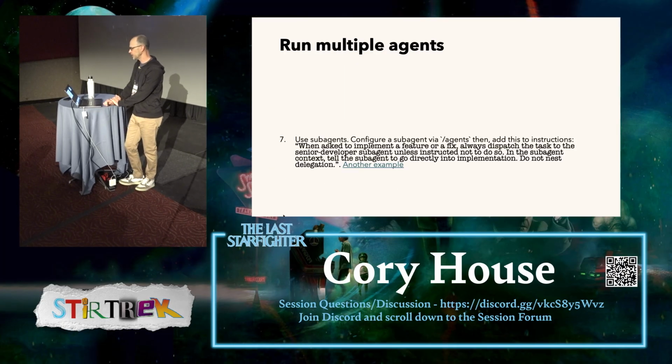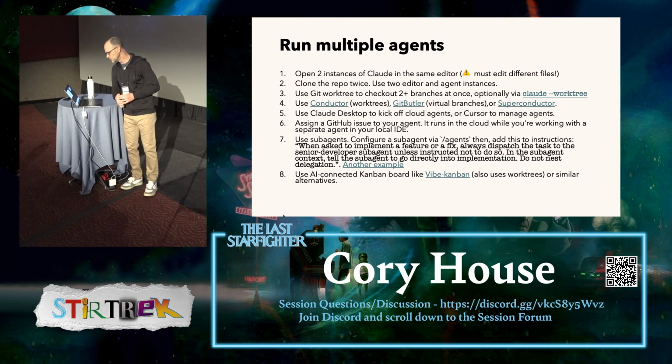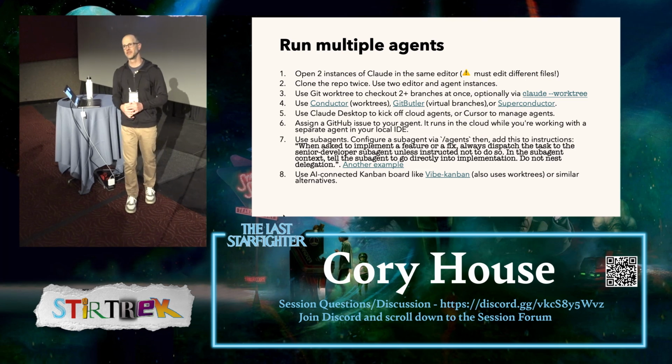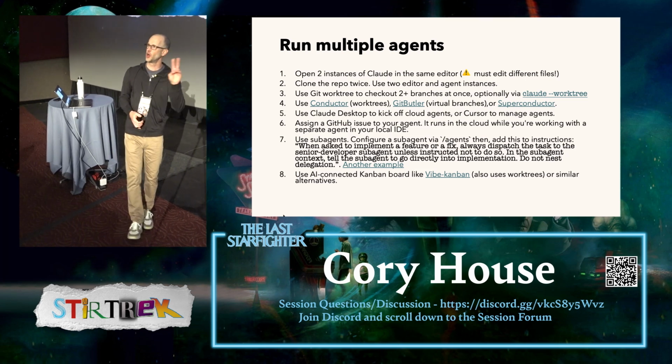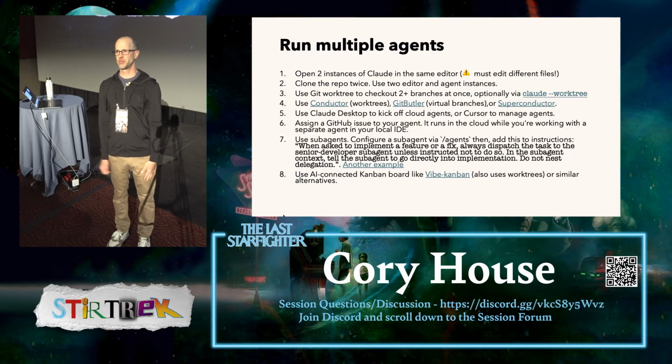So running multiple agents is interesting. There are lots of ways to do it, again. And I'm not going to walk through all of these, but I will say the one that I normally do is very simple. It's the first one. I just clone the repository twice. If I've got a repo and it's called blurg, I have a folder called blurg1 and a folder called blurg2. And then I jump between the two.